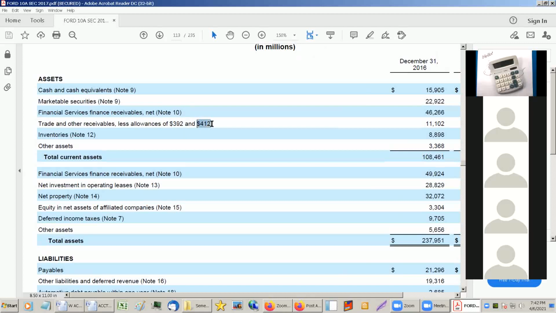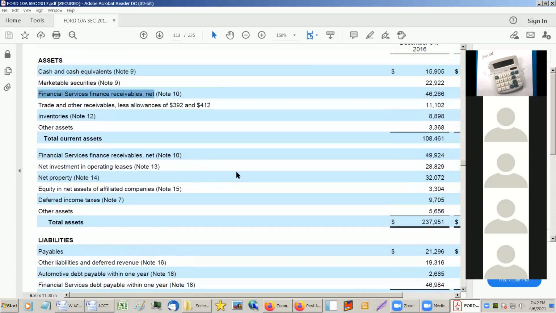And for 2017, it's 412 million. And again, they just don't know who it is. So this one, they'll tell you right away what the allowances are. This one, they took them out, but they didn't tell you how. So they said, go look at the note and you'll figure it out.